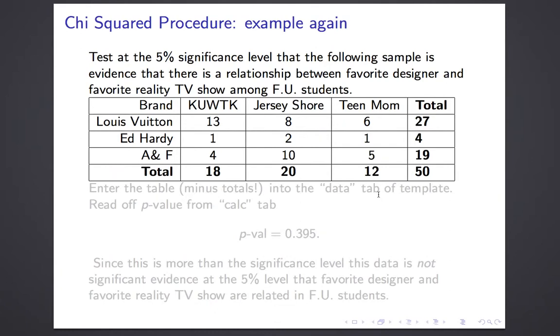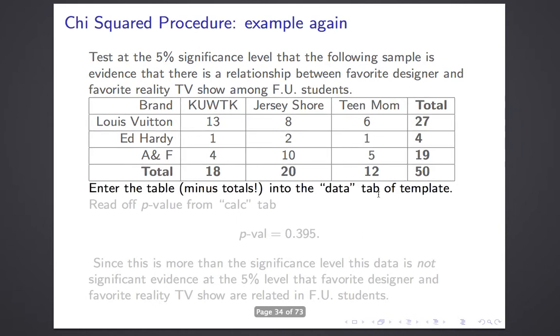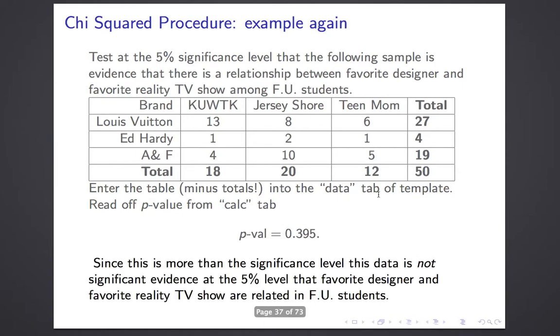So to test at the 5% significance level that the sample is evidence that there's a relationship between your favorite designer and your favorite reality TV show among Fairfield U students, we enter the data and we read off the p-value of 0.395. This is more than the significance level, so this data is not significant evidence at the 5% level that favorite designer and favorite reality TV show are related in Fairfield U students.